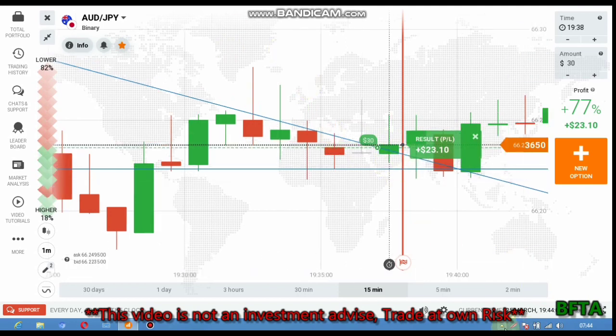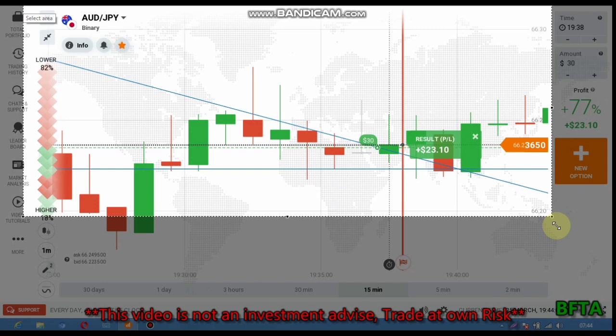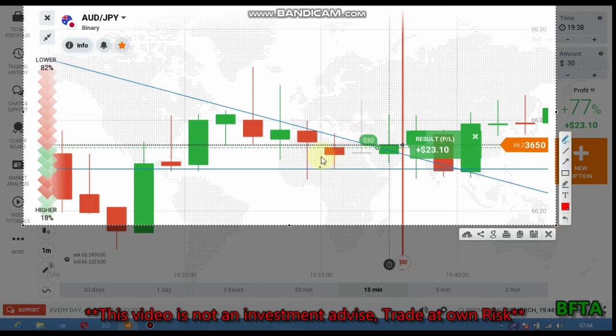And here I place a call option because previously I was expecting sellers to reach this level. That is, this candle was supposed to be bearish to reach this level, but it is a doji candlestick. It means no sign of sellers here. That means the next candle will be bullish. That's why I place a call option here.